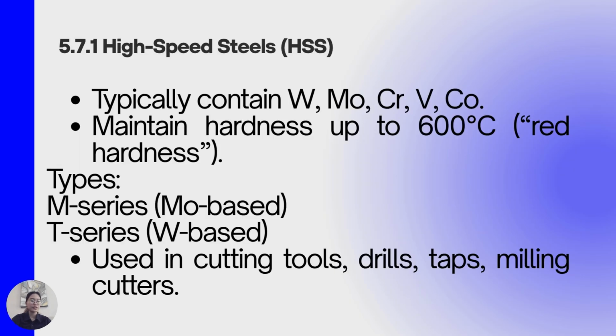Now there's also high-speed steel, HSS. They are special tool steels for cutting tools that operate at high temperature. Their defining feature is red hardness, the ability to stay hard up to 600 Celsius during high-speed machining. They contain tungsten, molybdenum, chromium, vanadium, and cobalt, forming strong carbides that retain sharp edges. The T series, or the tungsten base, and the M series, the molybdenum base, are the two main types. HSS is used for drills, milling cutters, taps, and lathe tools, enabling precision machining in nearly every manufacturing industry.